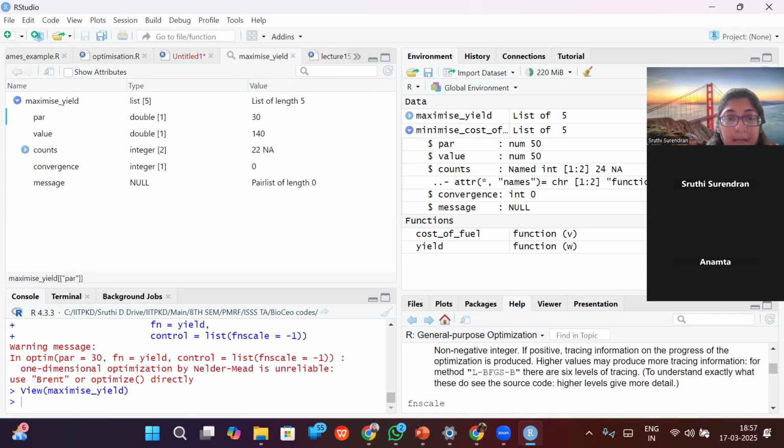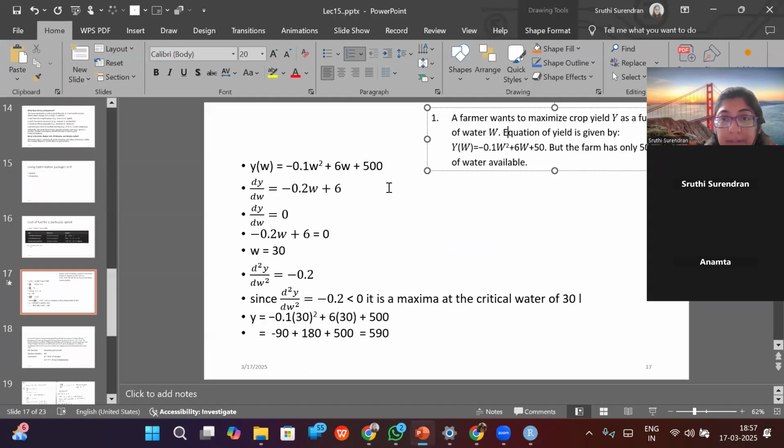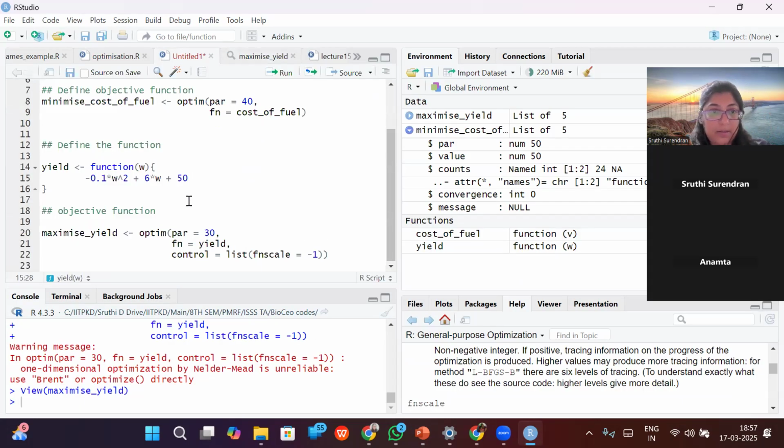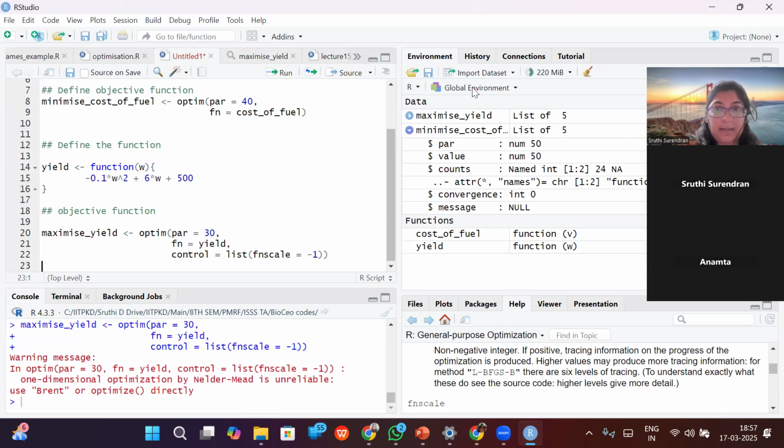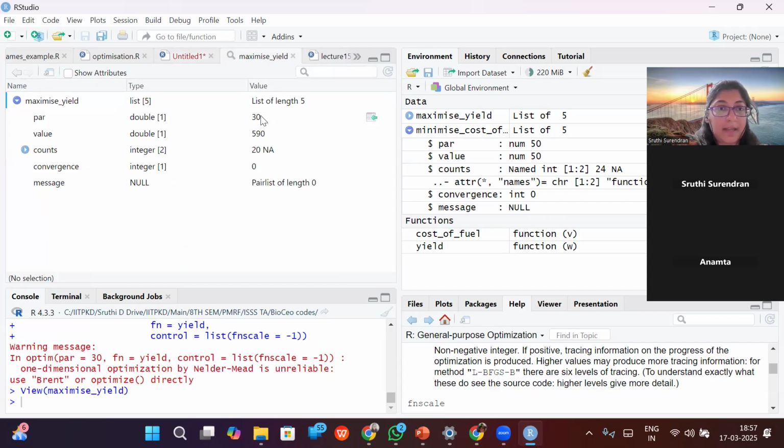So let's see by solving it manually. Okay, here it is given 500. So let me do this 500. Here also I'll change it to 500. And then I will run this line and you will see that maximize at 30, you are going to get 590.